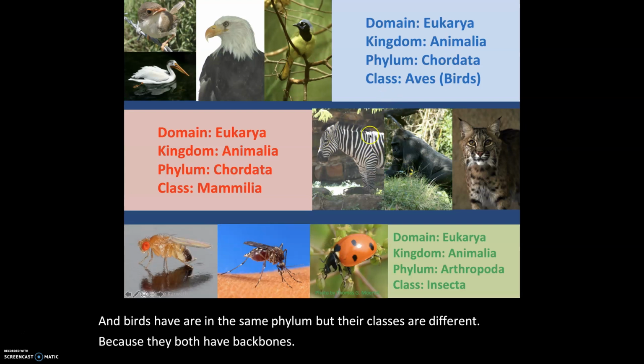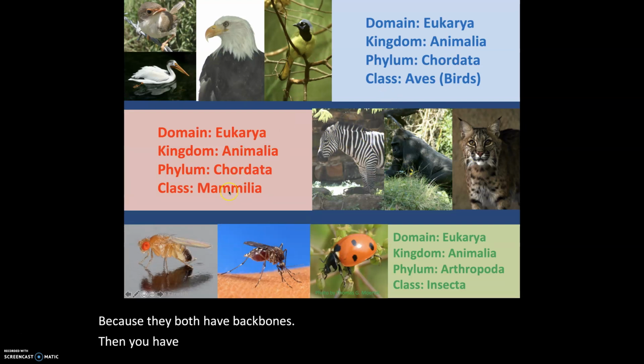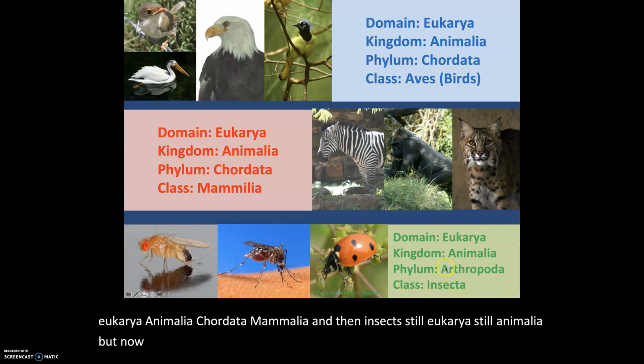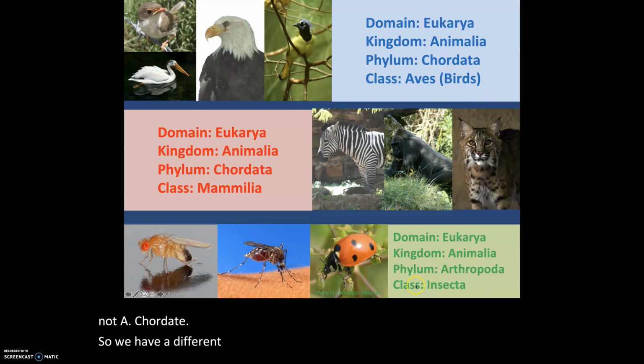Then you have mammals, which are class Mammalia. Welcome to you. You are Eukarya, Animalia, Chordata, Mammalia. And then insects, still Eukarya, still Animalia, but now the phylum is Arthropoda and the class is Insecta. See the phylum? They're not a chordate, so we have a different phylum, which means we also have to have a different class.